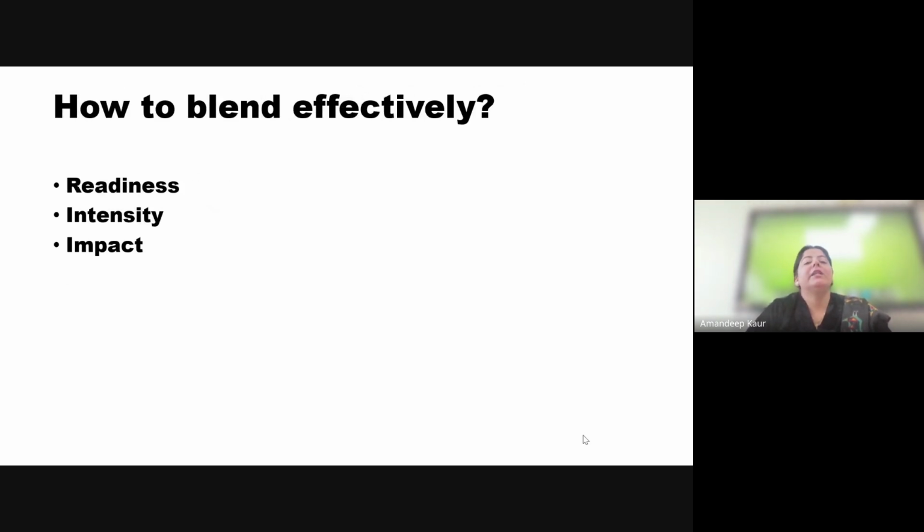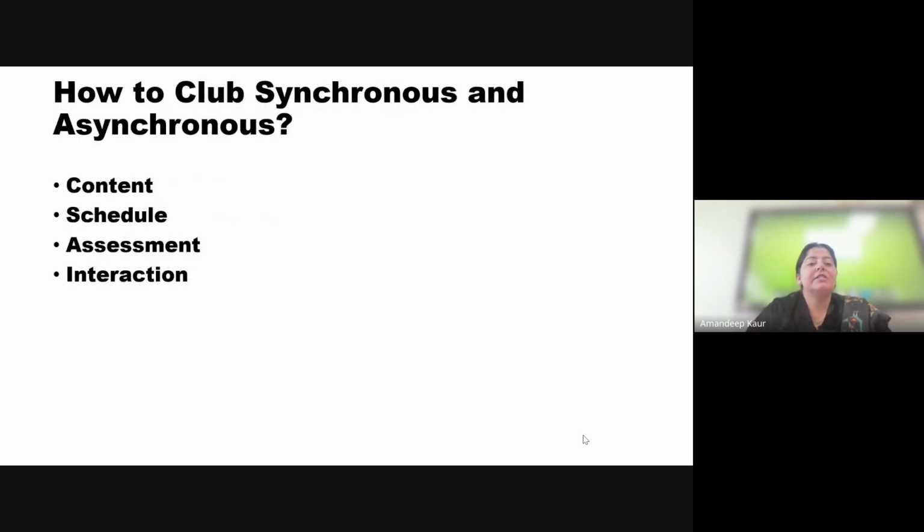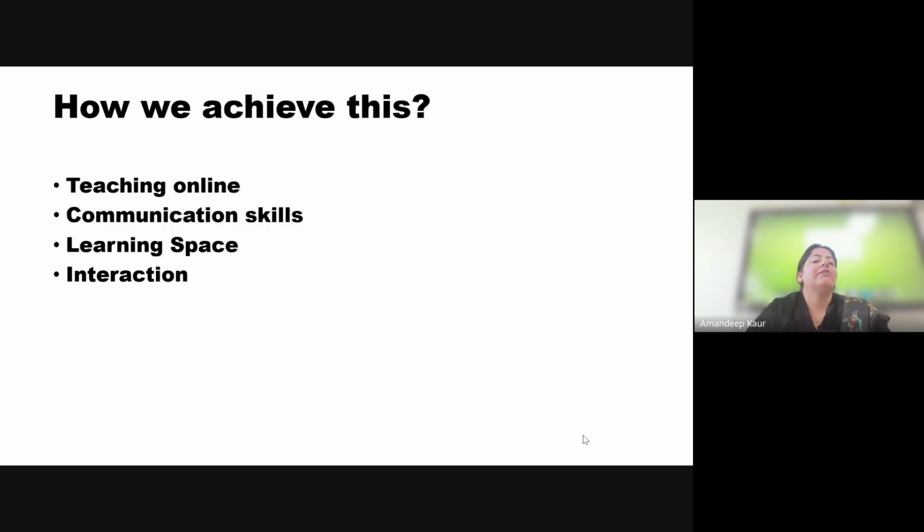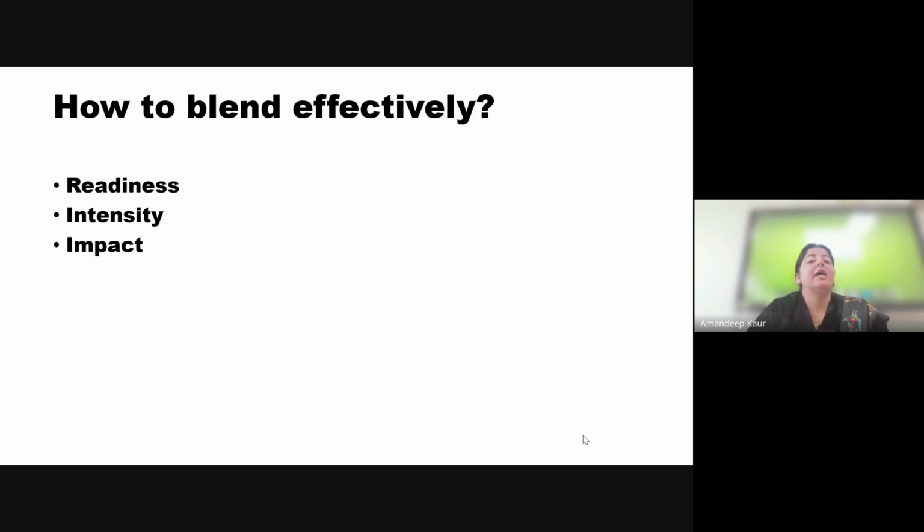Another important thing that we need to understand here is at institute level. Firstly, we were talking about the departmental level and what the teacher needs to do. Second, what kind of capacity building, or what different elements we need to consider. And lastly, how to blend effectively. These are the three important parameters for which at institute level we need to work.